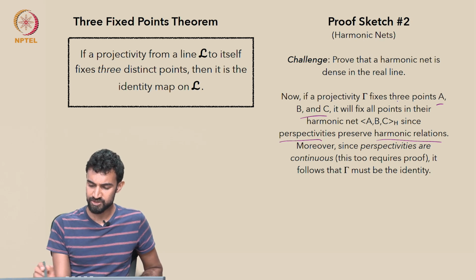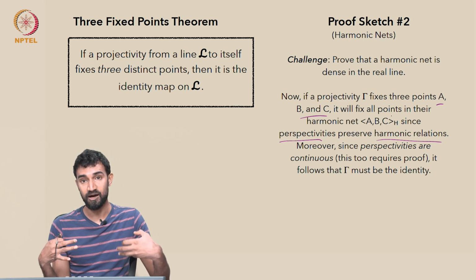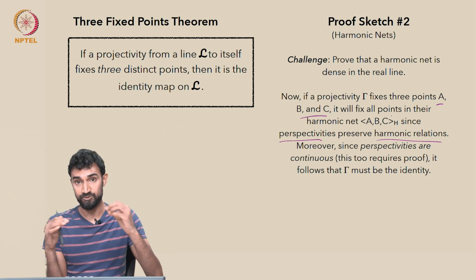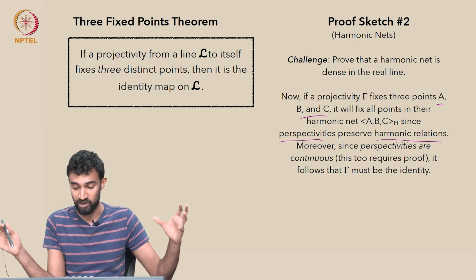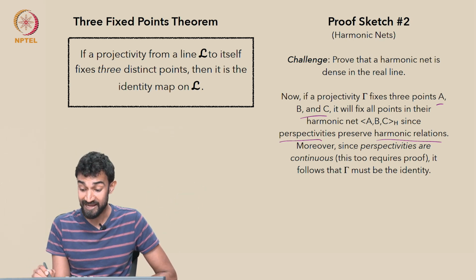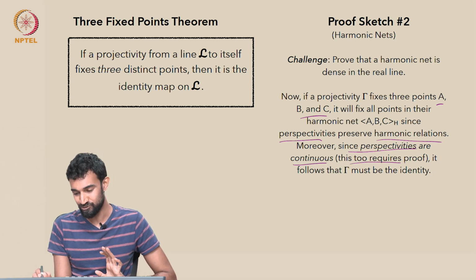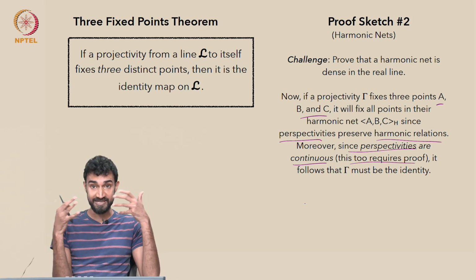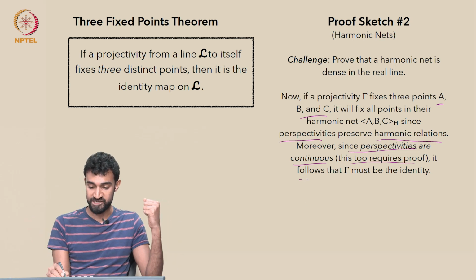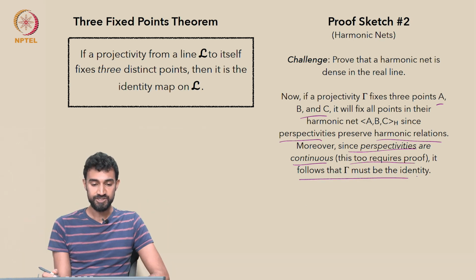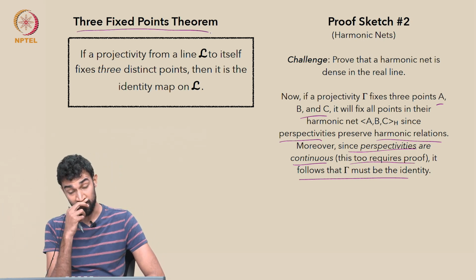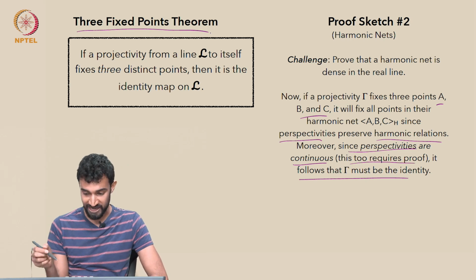So if a projectivity goes from a line to itself and fixes three points, it's going to fix an entire dense harmonic net. And that's kind of a big deal because perspectivities are continuous. That, too, you have to prove. We haven't actually proved that. But if we believe that, then we have a continuous map fixing a dense subset of the real line, which then has to be the identity. So that's a completely different type of proof of the three fixed point theorem using harmonic nets and harmonic tetrads.